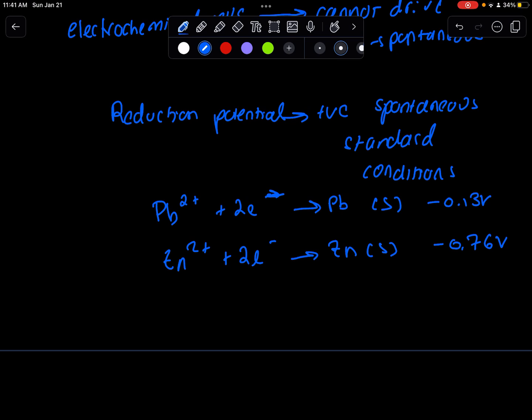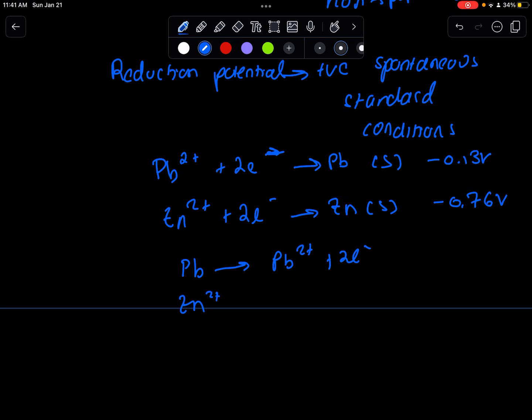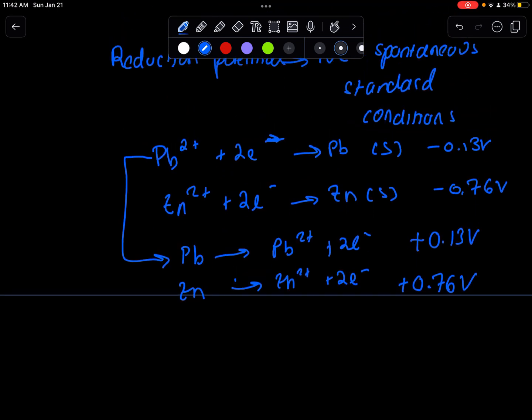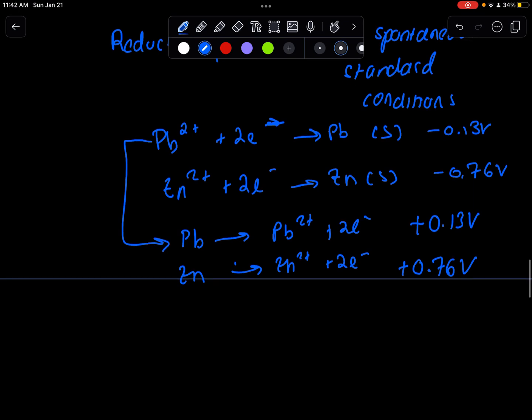Well, remember, there's also an oxidation reaction. So let's do that. We could have this, or we could have this. So these would be the oxidations. If we want to find the oxidation potential, notice that this reaction is the reverse of this, so we can just flip the sign. Plus 0.13, plus 0.76. So what we have here is a reaction which is both spontaneous.